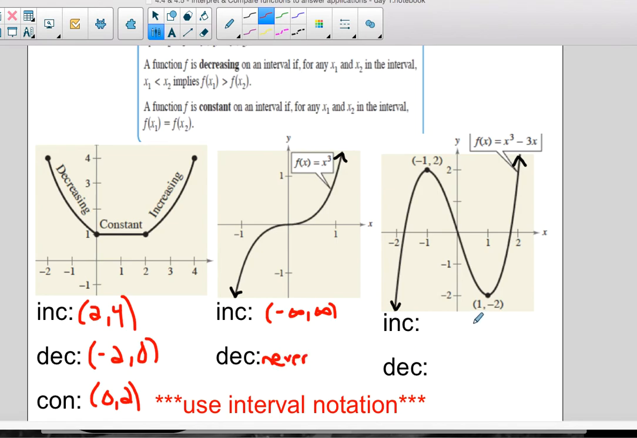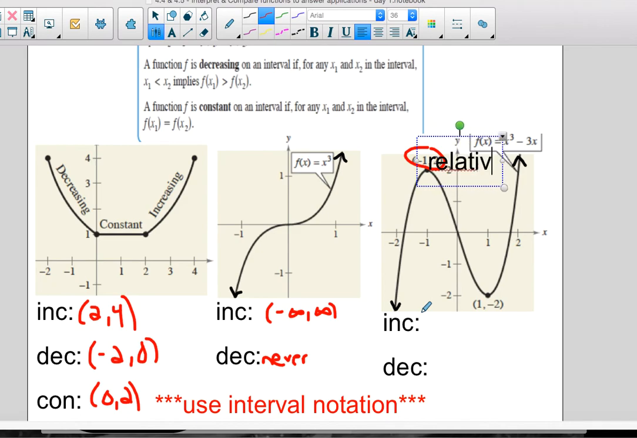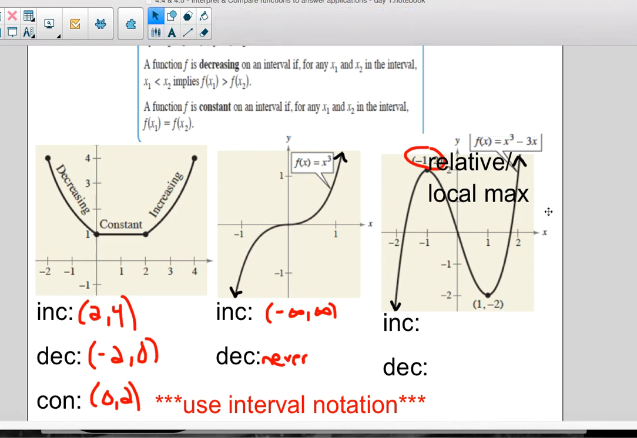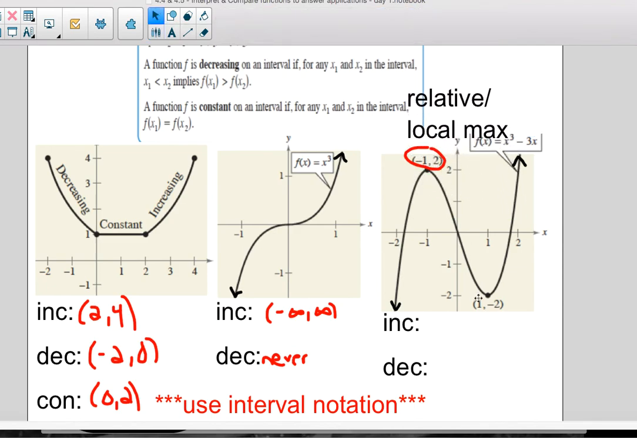Or not applicable, whatever. All right, increasing, this is going to be going up and up and up, all the way from negative infinity, all the way from the left, until we hit what is called a relative max, right? It's not the overall max, because the overall max is going to be infinity, but this is what we call a relative or a local maximum. Let me just write that, relative or local max, would be right there. And then obviously right here would be a relative or local minimum.